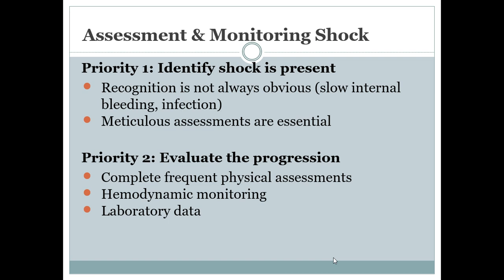Priority two is to evaluate the progression. So you want to complete this by frequent physical assessments. Hemodynamic monitoring is essential too. So you want to monitor and track patient trends. This is a really good example of when we say monitor your patient trends, this is why. You want to include really close monitoring of the patient's blood pressure, cardiac output, and the variables that affect cardiac output. So monitor that MAP. This will provide valuable insights into the present stages or resolution of shock. And then we also want to monitor our laboratory data.